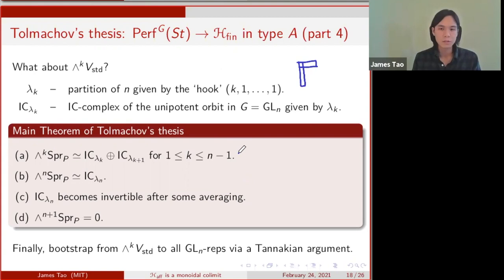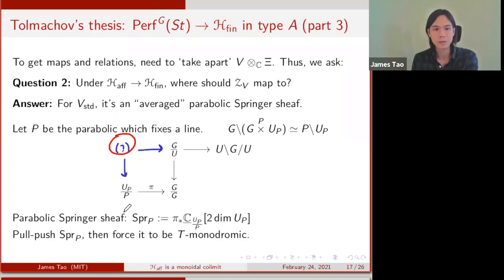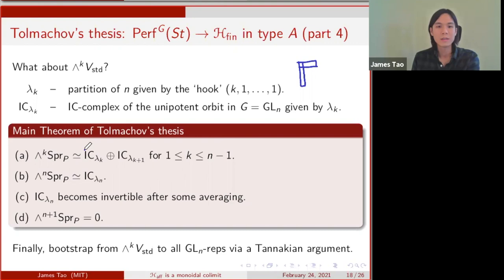Jordan decomposition tells me that adjoint orbits of unipotent matrices are indexed by partitions of n. So the main theorem of Costa's thesis is an explicit computation of what the kth exterior powers with respect to the convolution tensor product are when you plug in the parabolic Springer sheaf that we discussed here. So the surprising answer is that they basically break up into a sum of IC complexes on the hook unipotent orbits. And these points C and D say that the nth exterior power after some averaging becomes invertible and the n plus first exterior power vanishes.